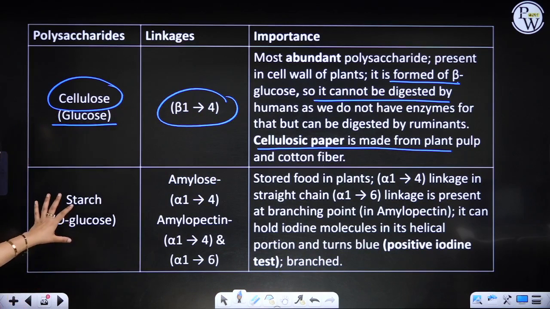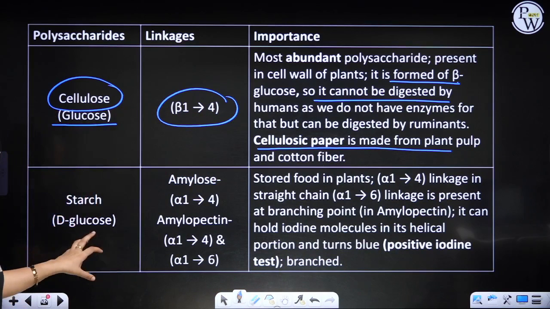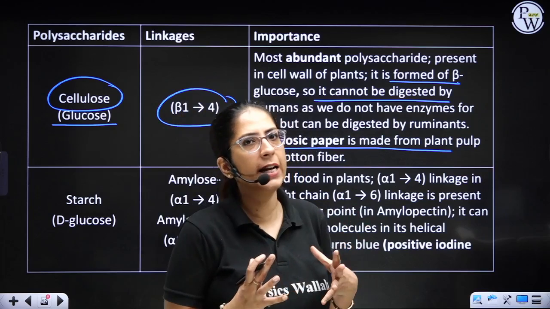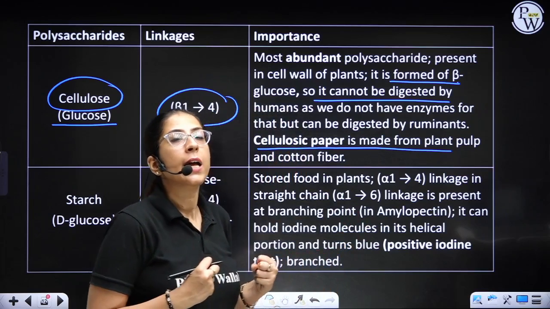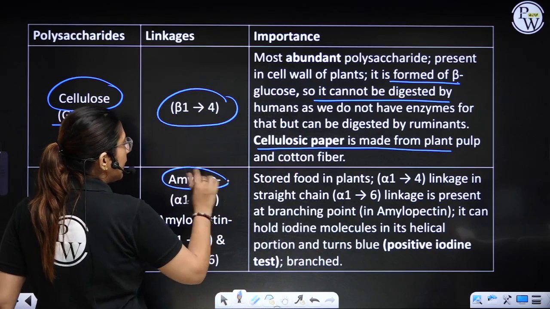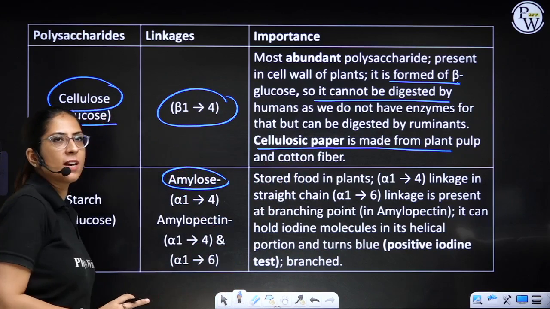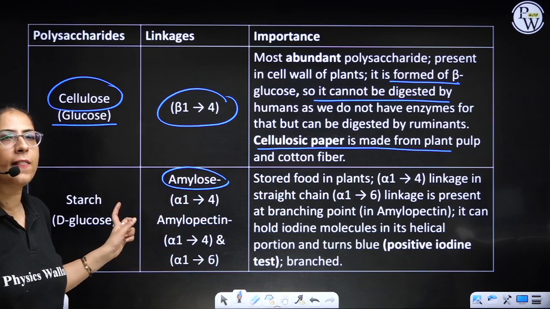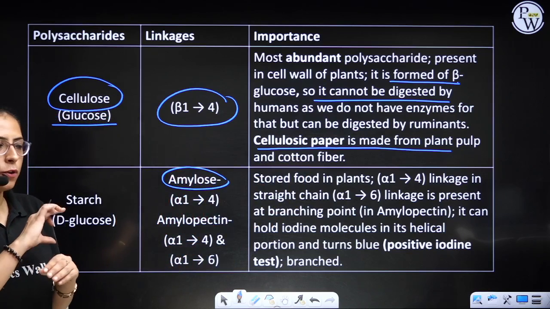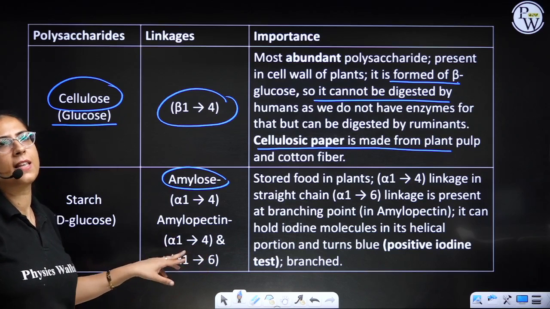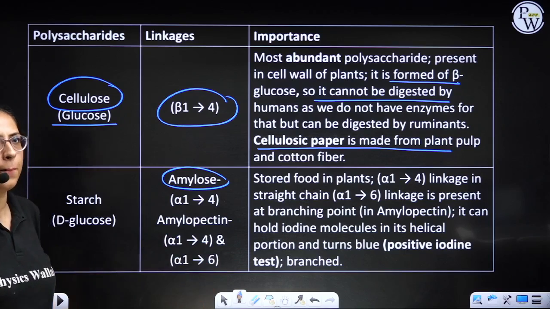Now, the second one we have is starch. Starch is made up of D-glucose. You all know starch is a storage polysaccharide in plants. It is made up of two different structures. Amylose is present in a linear form, and the linkage is alpha 1,4. Amylopectin is present in a branched form. So when the structure is linear, the linkage is alpha 1,4, and when branching is there, the alpha 1,6 linkage will be present.